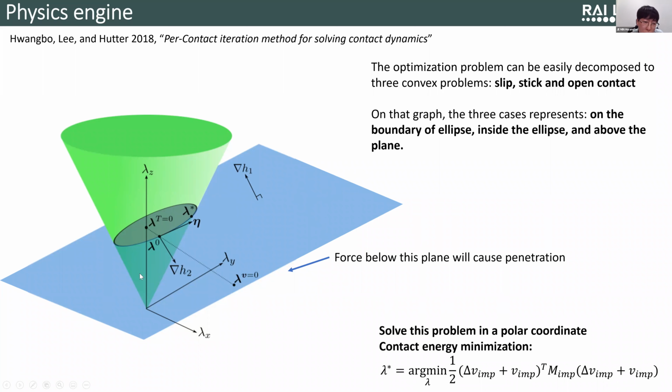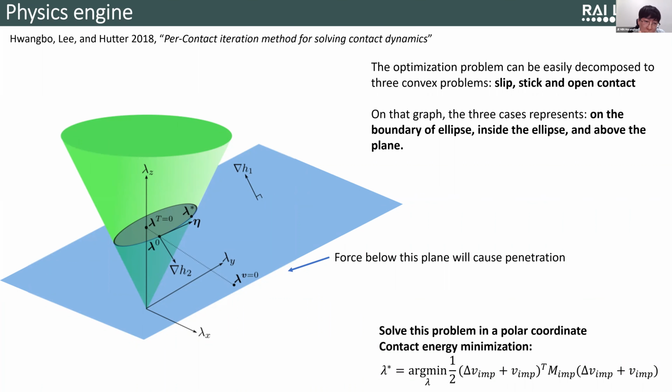You can see that the green one defines Coulomb's friction law cone constraint. I think everyone is familiar with this. There is a quadratic constraint that defines this friction cone, and that defines the ratio between the normal force and the tangential friction force. Okay, so all we have to do is the minimization on this feasible set.